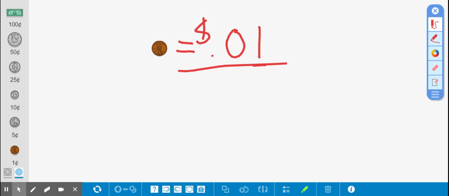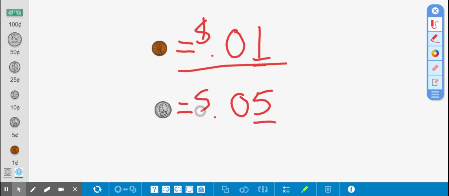So for every penny, we have another place in the hundredths. Okay, now if we had 5 pennies, which is the value of a nickel, that would be 5 pennies. And so I have 5 in the hundredths place. This is my hundredths place. As money, we would read this as 5 cents. As a decimal, we would say 5/100ths.